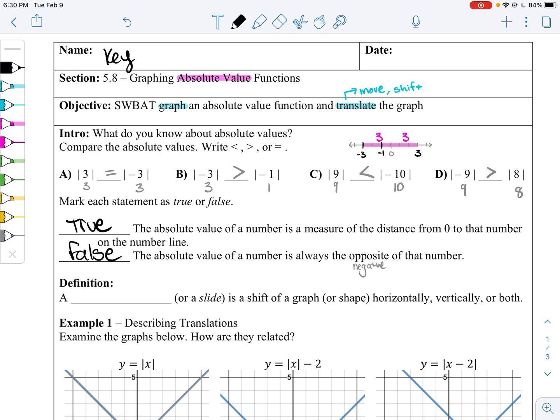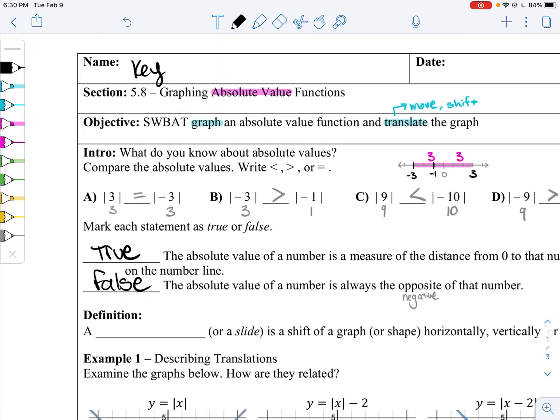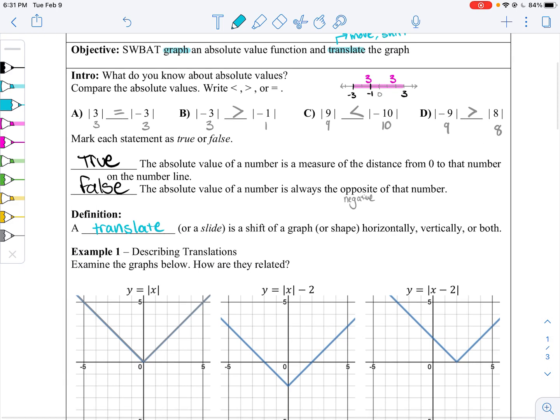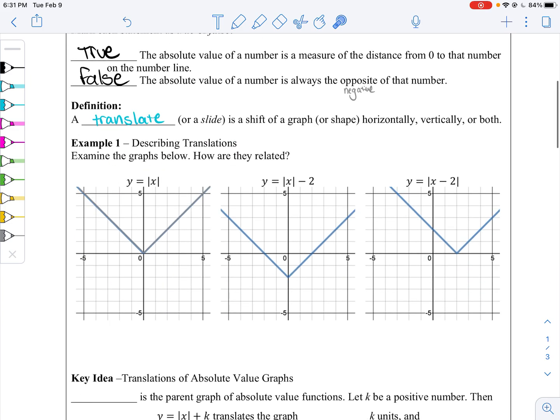Okay, cool. So now here's how to graph absolute values. I'm going to talk about a translation, like the math term of a translation. Translate means you move. Or you can think of it as a slide. I'll show you why. And translations don't just apply to absolute values. They can apply to any kind of graph, but here we go.